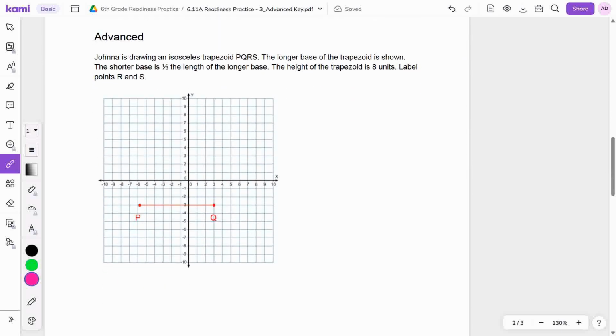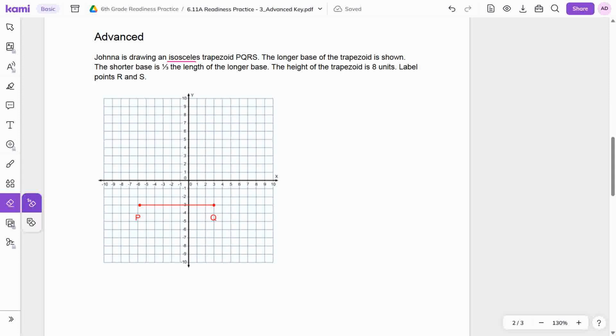For number 2, Jana is drawing an isosceles trapezoid. An isosceles trapezoid is one in which the two slanted sides are the exact same side length, something like this. Sometimes you'll see a right trapezoid or a trapezoid that's scalene or something like that.